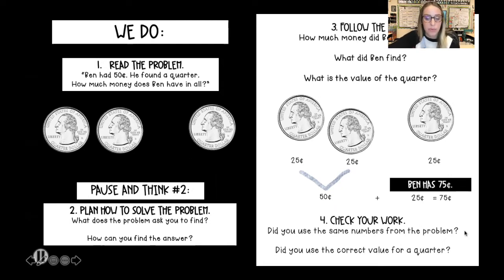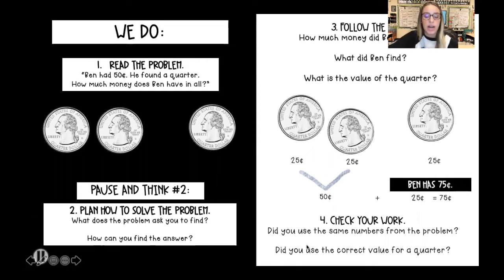At the very end, we're going to check our work. Did you use the same numbers from the problem? So the problem said Ben had 50 cents. So even if we used 5 dimes or whatever you wanted to use, we used 2 quarters in this scenario. Did we use the same number? Did we use 50 cents? Yes, we used 50 cents with our 2 quarters.